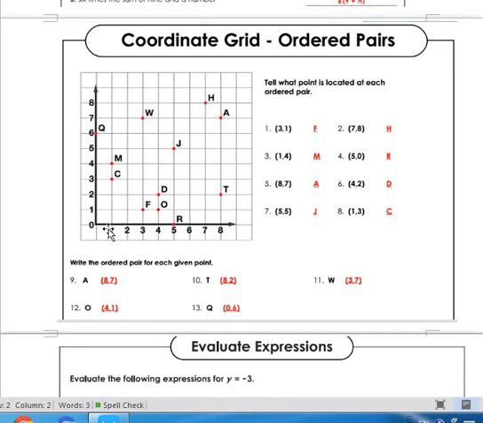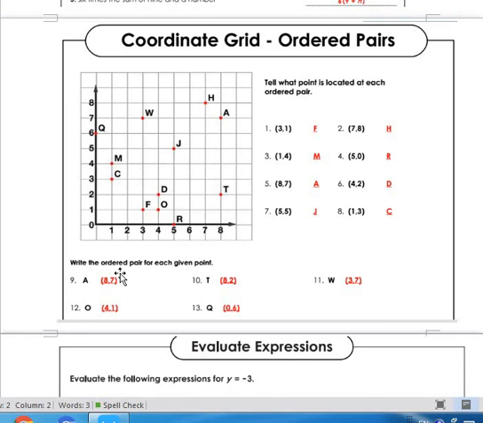1 and 4, 1 on x-axis and 4 until I get to 4 here. It's the letter what? It's the point here, M. And then 5 and 0. So we're not going up, we are here on the x-axis, so it's R.